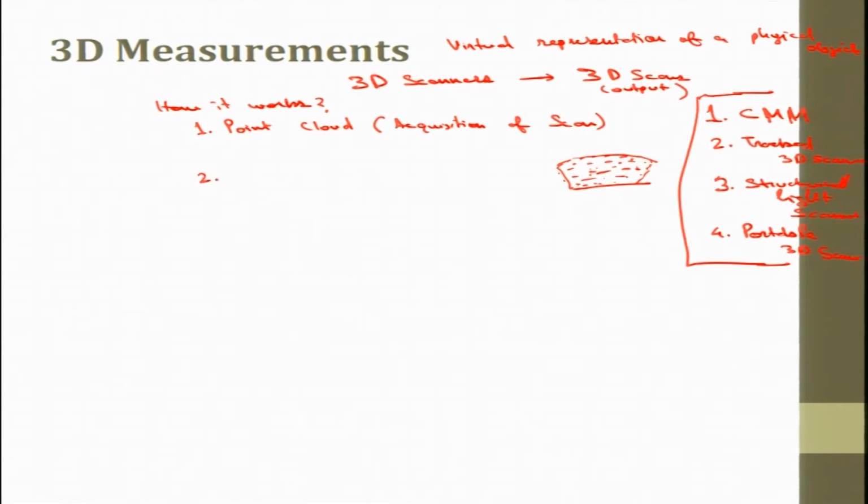Using the point cloud, we create a triangle mesh. What is a triangle mesh? This is the point cloud, and we will make triangles out of it. Joining a point with another point, we try to make triangles. Similarly, the whole surface would be in the form of triangles. This is known as a triangle mesh. I would just call it mesh generation.